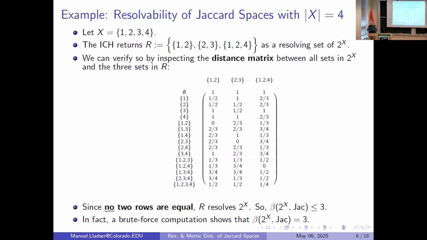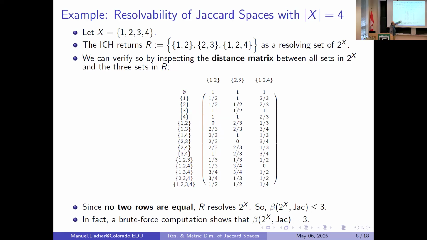All right, so to fix some ideas, consider X to be {1, 2, 3, 4}. Using the ICH algorithm that I told you a few slides ago, it determined that this is a resolving set. And you can verify in this small power set of X that that's the case, because if I construct the distance matrix between all of the power set and each of these three landmarks, you will see that none of these two vectors of distances are repeated in different rows. And that's the definition of resolving the space, yes?